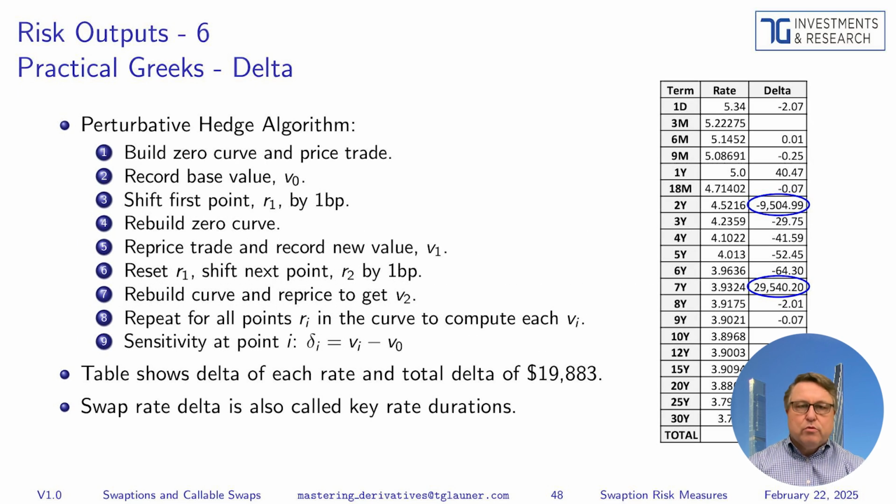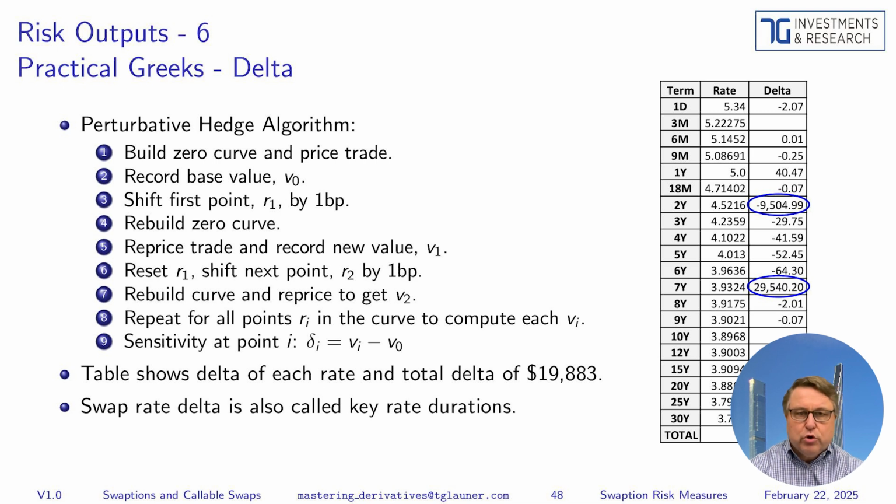Now let's walk through the perturbative hedge algorithm. It's a numerical approach for calculating practical delta. This method works by systematically shifting individual points on the curve and measuring how these changes affect the trade's valuation. The process follows these steps. Build the zero curve and price the trade at its initial state. Then record the base value V0.